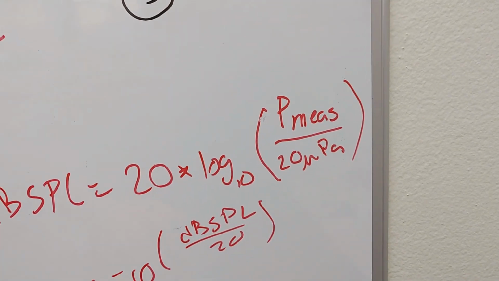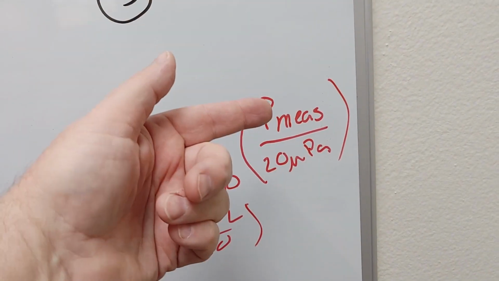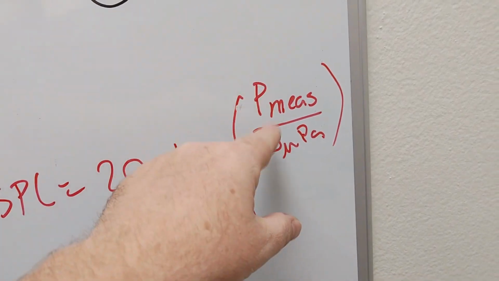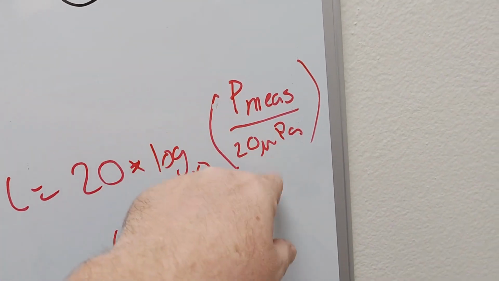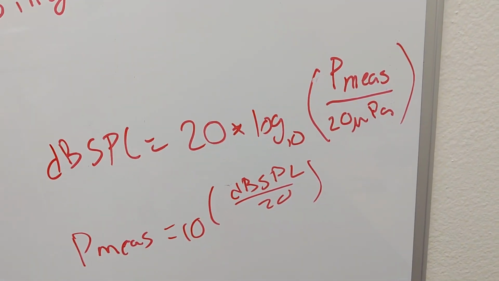You take your measured pressure. This is how a microphone works. We know how much pressure is applied, and it generates a certain amount of voltage. I can take the voltage, I know how much pressure that means, I do this ratio, and boom, I calculate my dB SPL. That's all there is to it.